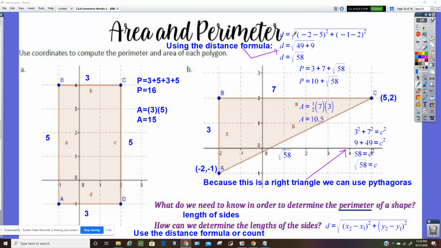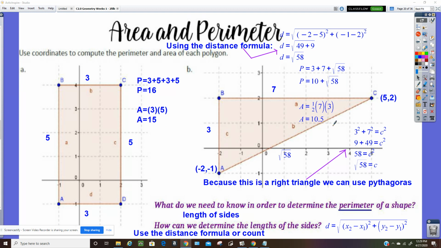Or like in the video, the first video they show you, you can use the distance formula. So here's a point (5, 2) and here's a point (-2, -1). So what you do is subtract the x values, -2 minus 5, and square that, and then subtract the y values, -1 minus 2, and square it. So -7 squared is 49, and then -3 squared is 9. So you get the square root of 58. Either way, using Pythagoras or the distance formula.